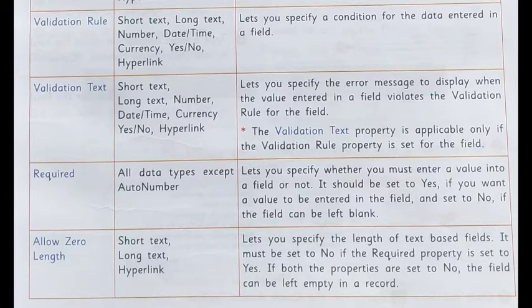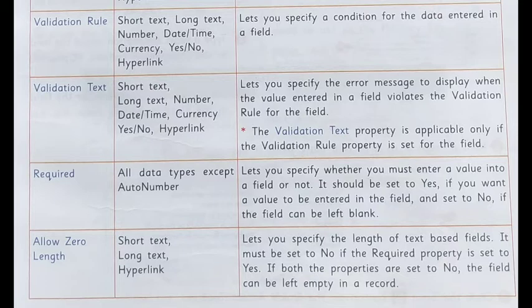Validation Text. Validation text lets you specify the error message to display when the value entered in a field violates the validation rule for the field. The validation text property is applicable only if the validation rule property is set for the field. Required, for all data types except auto number.